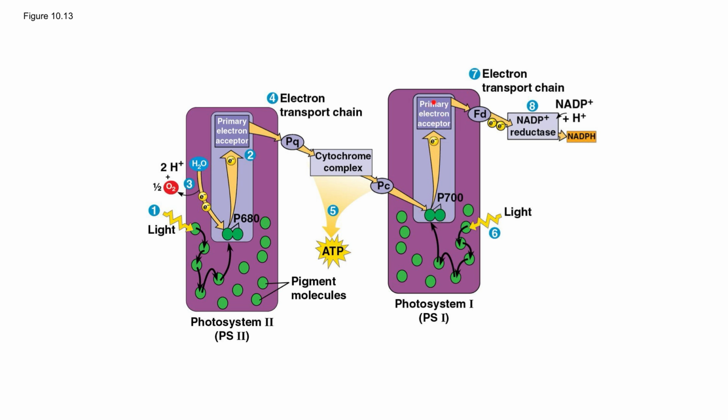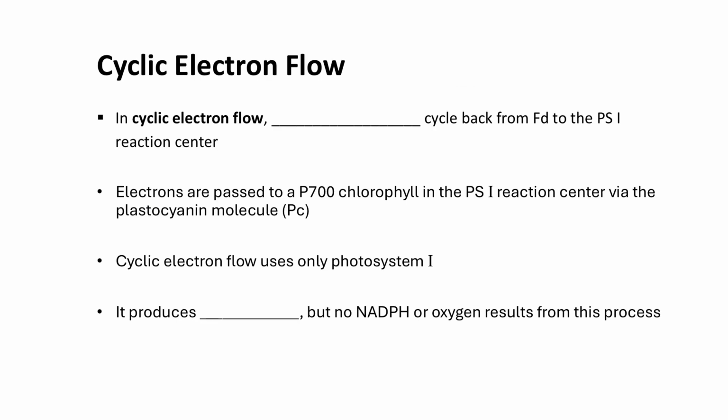Now, the electrons that are passed to the primary electron acceptor in photosystem 1 are going to fall down another electron transport chain until they get to the protein ferredoxin. The electrons are then going to be transferred to NADP+, reducing it to NADPH. And these are going to be the electrons that are going to move into the Calvin cycle and be available for those processes.